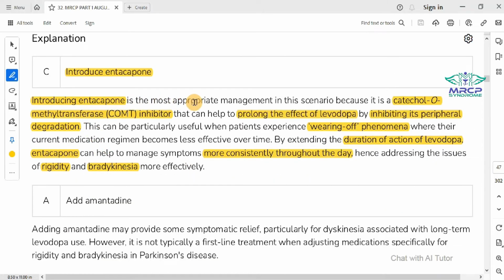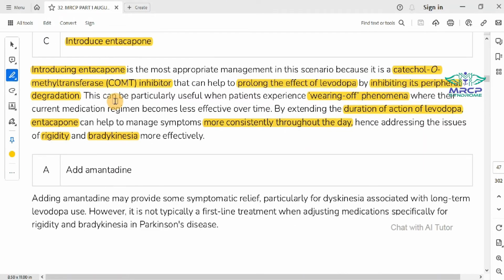Introducing entacapone is the most appropriate management in this scenario because it is a catechol-O-methyltransferase inhibitor that can help to prolong the effect of levodopa by inhibiting its peripheral degradation. It can be particularly useful when a patient experiences the wearing off phenomenon, where their current medication regimen becomes less effective over time. By extending the duration of action of levodopa, entacapone can help to manage the symptoms more consistently throughout the day, hence addressing the issues of rigidity and bradykinesia more effectively.